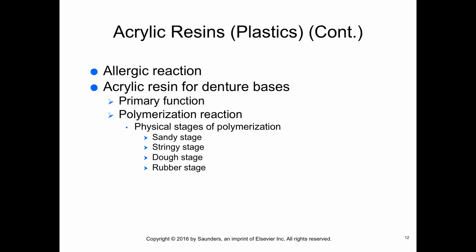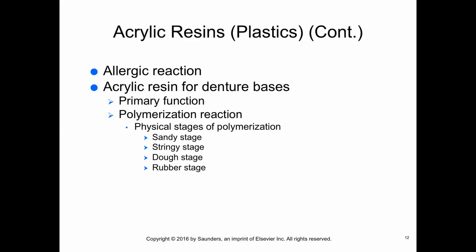Acrylic resins polymerize through an addition reaction and are supplied as a powder and a liquid. Inorganic pigments are added to give acrylic resin colors resembling oral mucosa, and titanium dioxide is added to keep the acrylic from becoming too transparent. The first stage seen when the polymer and the monomer are mixed is called the sandy stage because the mixture looks grainy, similar to sand and water, and has a runny consistency.